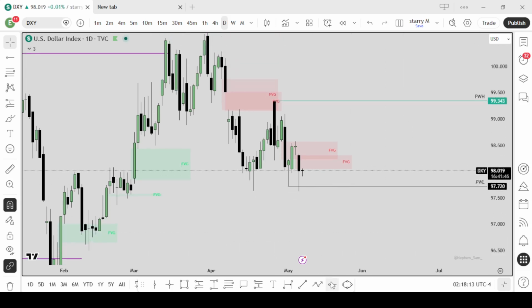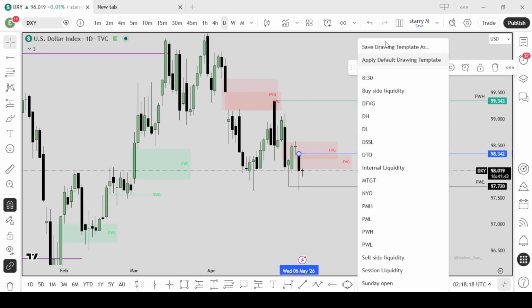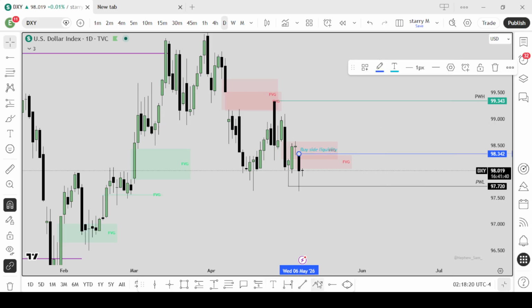So let's indicate the buy side liquidity and the sell side.